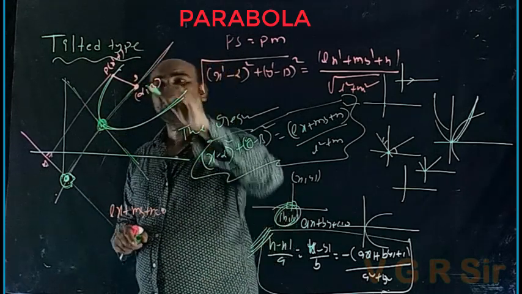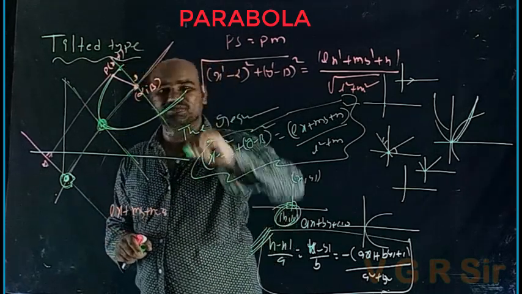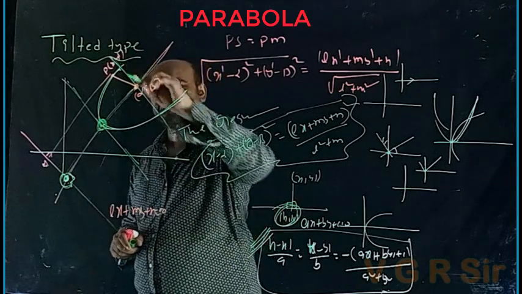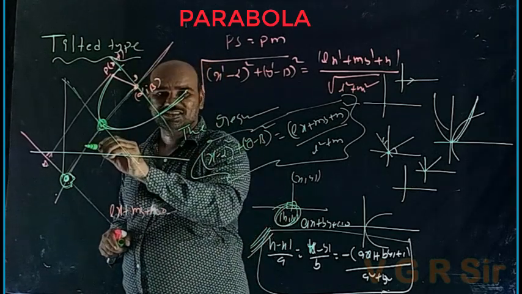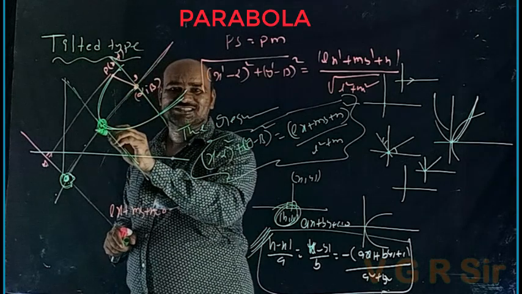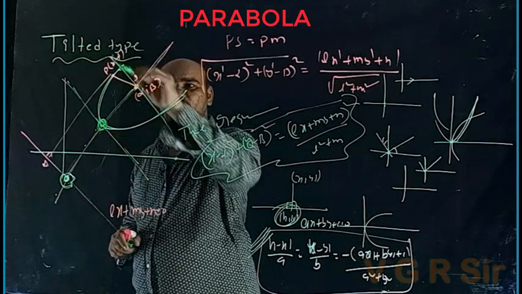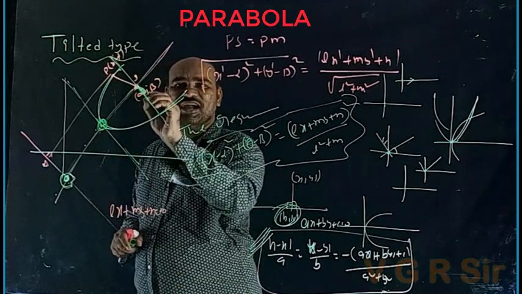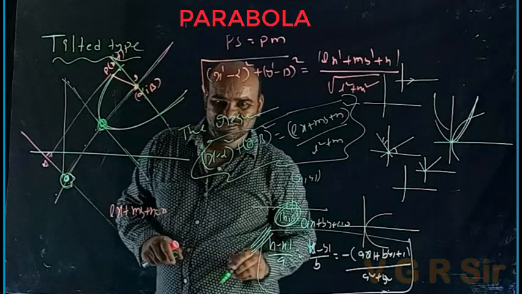How to find the equation of the latus rectum? Same. The latus rectum is perpendicular to the axis. You know the slope of the axis. Using that you can find the slope of the latus rectum. Already the point is there, so you can find its equation.